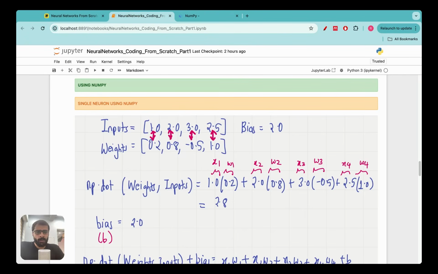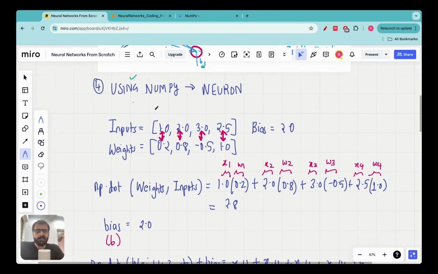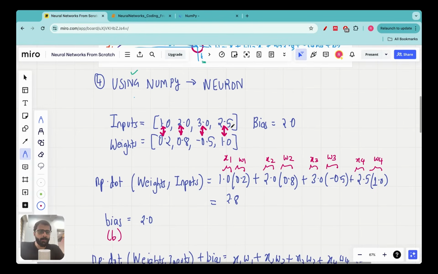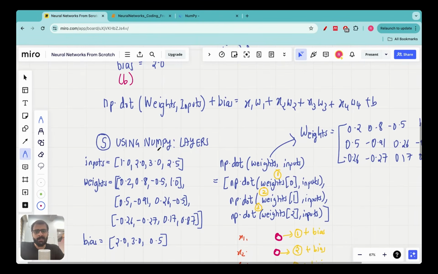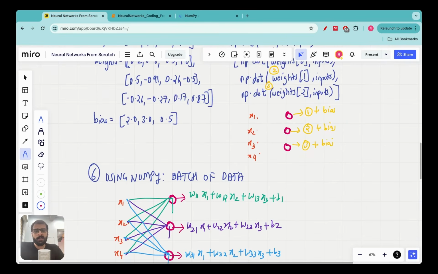Today we are going to learn about three things. First thing is how to use numpy to code a neuron. Second thing is how to use numpy to code a layer of neurons. And third, how to use numpy to code a batch of data coming into a layer of neurons. So let's get started with this lecture.